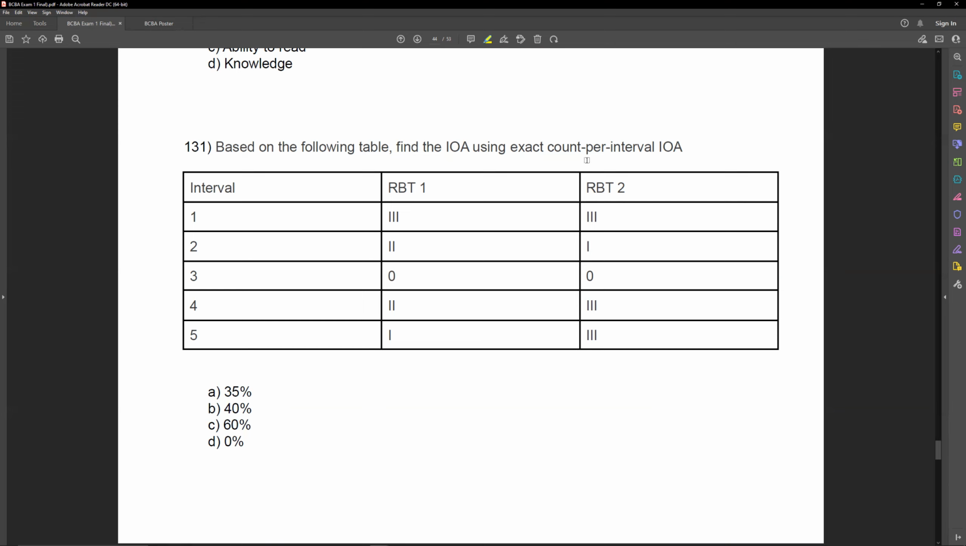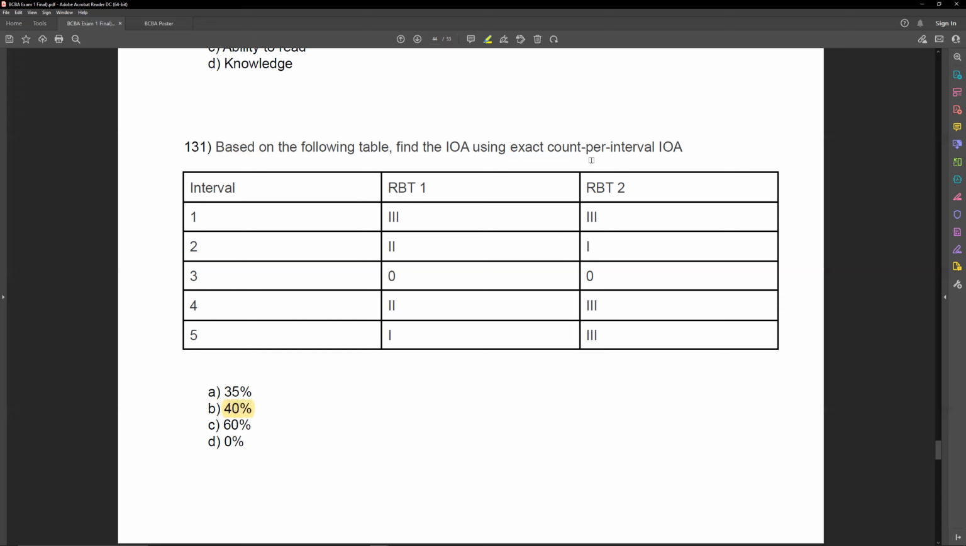So how many of our intervals are an exact count where both participants taking IOA data match? Well, we have 1 and 3. So 2 out of our 5 have an exact count per interval IOA. 2 divided by 5 is going to give us 40%. And that's really how simple IOA is.